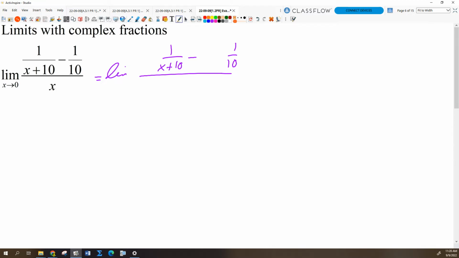So then I would have to multiply this one by 10 over 10. Now, if I want to get the same denominator, what do I have to multiply 1/10 by? x plus 10 over x plus 10, right?